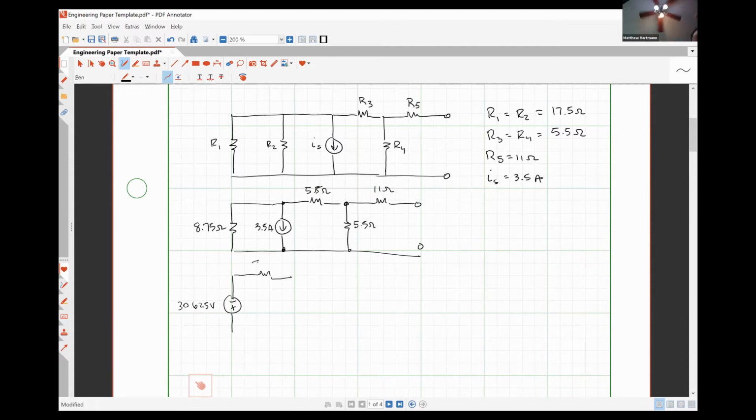And we're going to have an 8.75 ohm resistor in series with a 5.5 ohm, 5.5, 11. There we go. So we could easily see that the 8.75 ohm resistor and the 5.5 ohm resistor are in series. So that's going to be 14.25 once I combine them. That eraser thing will work.